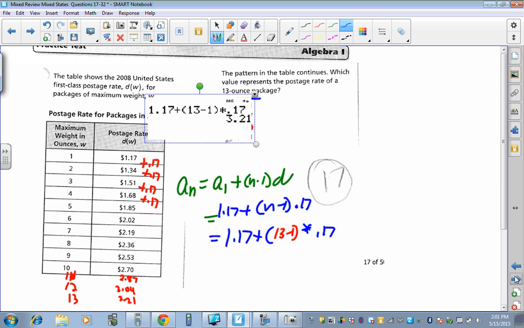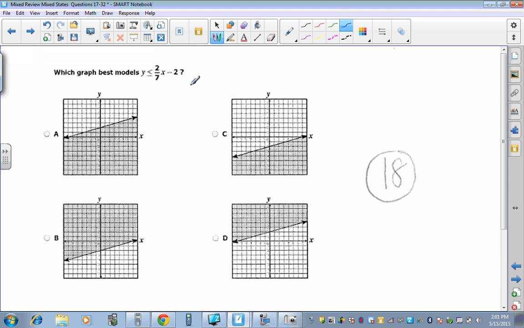Okay. Next question, they want to know which graph represents this. First of all, I notice that it's less than or equal to. That means it'll be shaded down and the line will be solid. That one is shaded below the line, so it might be A. That one is shaded below the line, might be C. These are shaded above the line. That would be if it said greater than or equal to, so it can't be B or D.